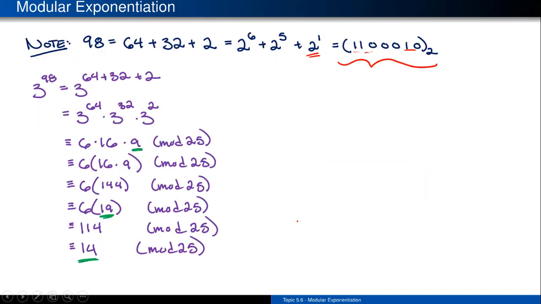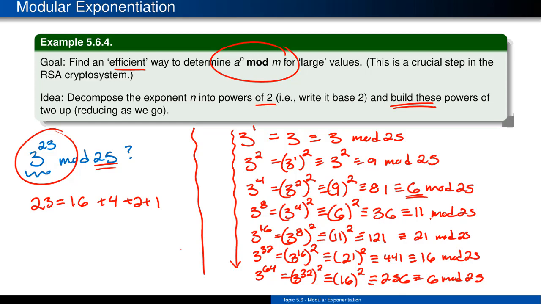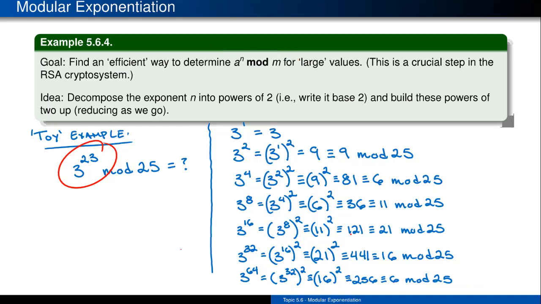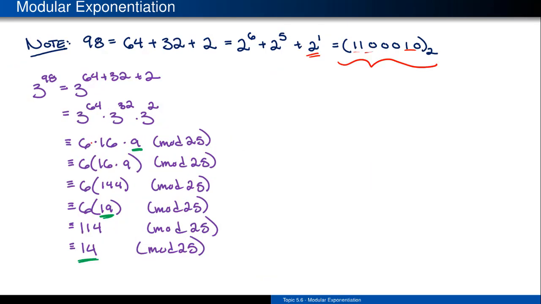Okay, so if I wanted to actually compute what 3 to the 98th power was modulo 25, you're going to take that 98 and explode it up into a whole bunch of little pieces. In this case, there's only 3 pieces: the 3 to the 64, the 3 to the 32nd, and then the 3 squared. If you reduce all of those mod 25 using that laundry list that we had earlier, that's why I went all the way down to 64 in this case. The 3 to the 64th is going to kick out a 6, the 3 to the 32nd is going to kick out a 16, and the 3 squared is going to be a 9.